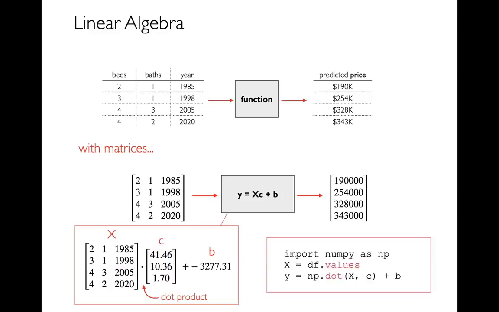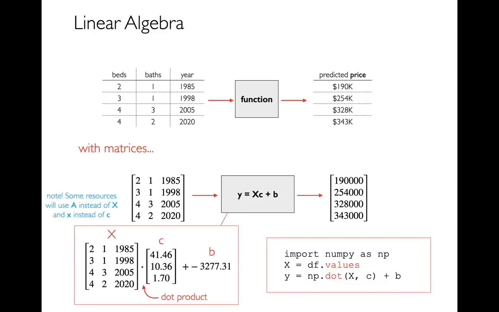The code for it is pretty simple. If I say data frame.values, then x is actually going to be a NumPy array. And if I want to, I can just say I want the dot product of these two things, and I want to add b, and it just works. So we're going to be talking about that in quite a bit more detail at some point before the end of the semester.